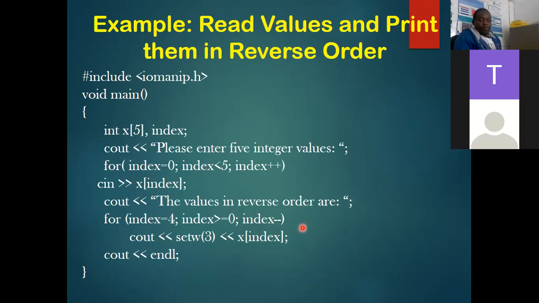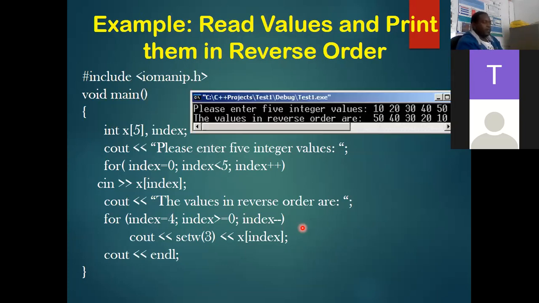So as an example, we have an array to read values and print them in reverse order. Right, so int x[5], that means our array is called x, it has 5 elements. Then enter 5 integer values. Then you can use cin to pick the values which have been entered. So you enter your values, then pick the values as you enter them. And for the values in the reverse order, well, that will depend on the algorithm which you are using to print those values in reverse order, right?